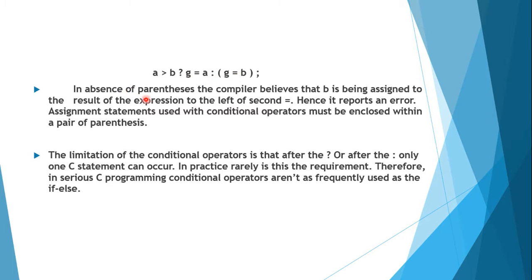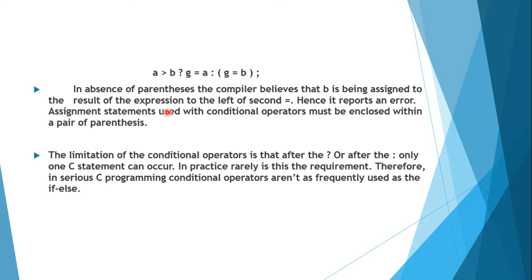In the absence of the parentheses, the compiler believes that b is being assigned to the result of the expression to the left of the second assignment operator. Hence it reports an error. Assignment statements used with conditional operators must be enclosed within a pair of parentheses. So we have to use parentheses if there is one more variable that will have the value of the second or third term.